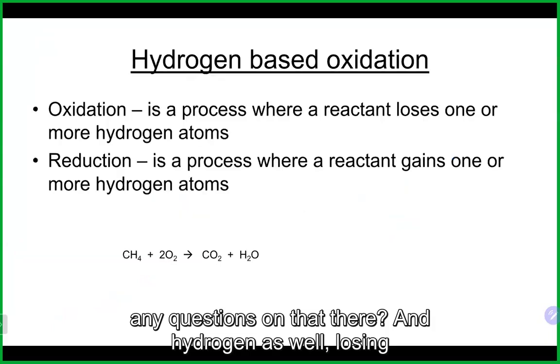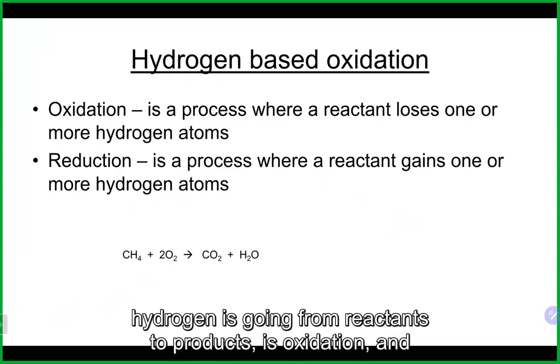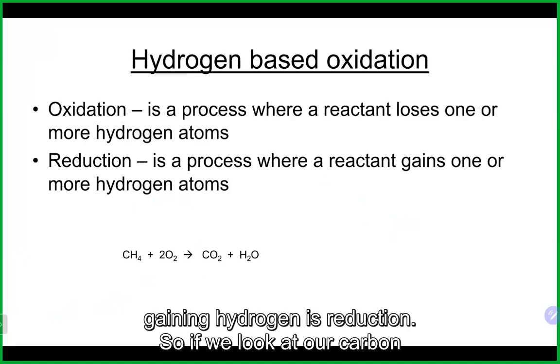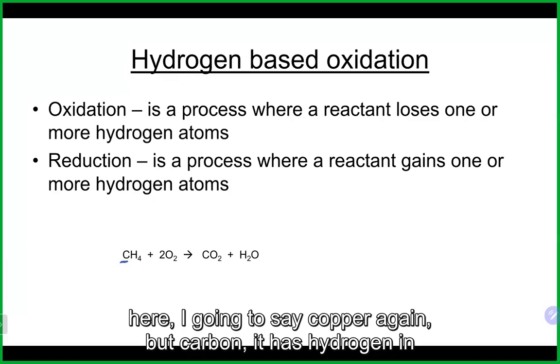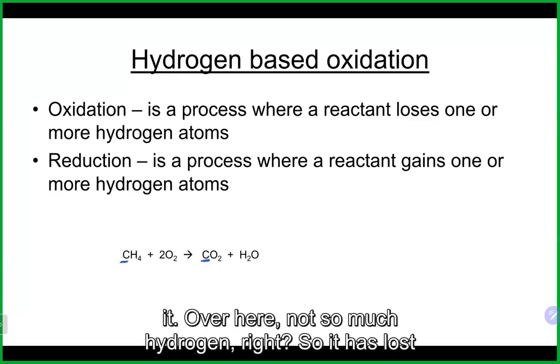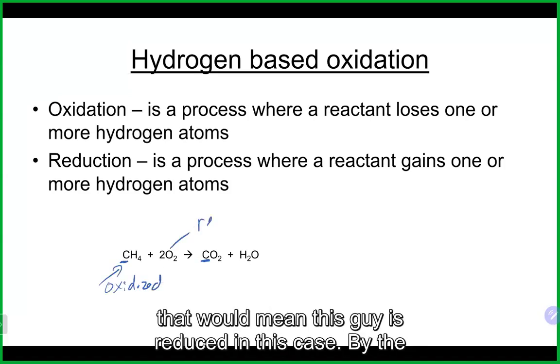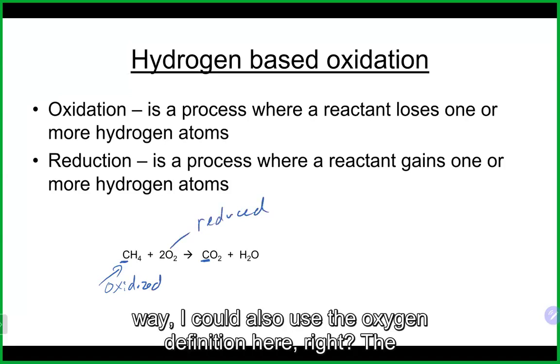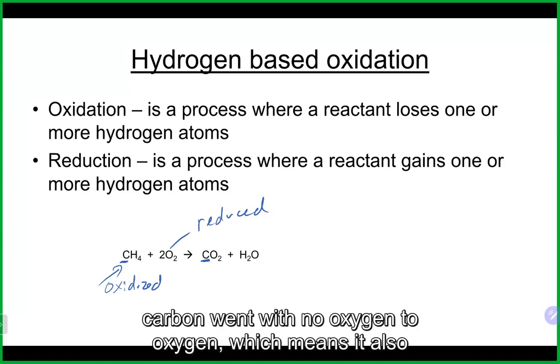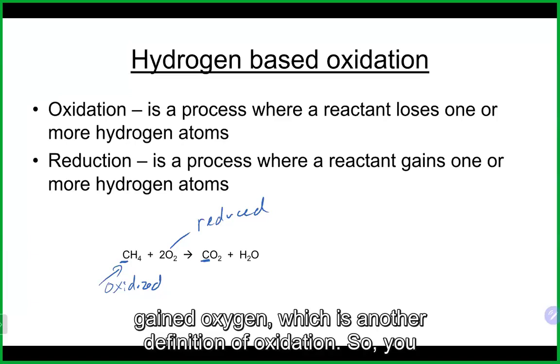And hydrogen as well. Losing hydrogen going from reactants to products is oxidation, and gaining hydrogen is reduction. So if we look at our carbon here, it has hydrogen in it. Over here, not so much hydrogen, right? So it has lost hydrogen, which means it is oxidized. And by default, that would mean this guy is reduced in this case. By the way, I could also use the oxygen definition here. The carbon went from no oxygen to oxygen, which means it also gained oxygen, which is another definition of oxidation.